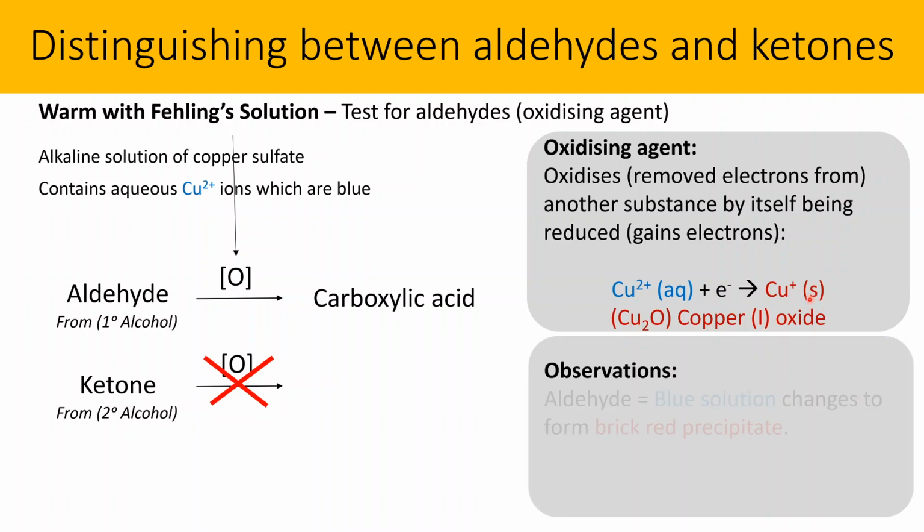So our observation here is that we have a blue solution, which then gives us this brick red precipitate of copper 1 oxide. Okay, it's good to mention that copper 1 oxide if you can. Remember to call it brick red and not just red.